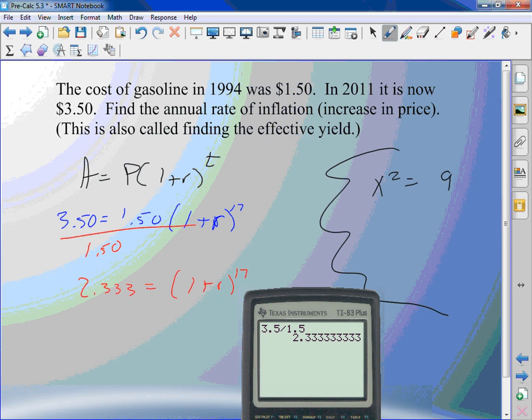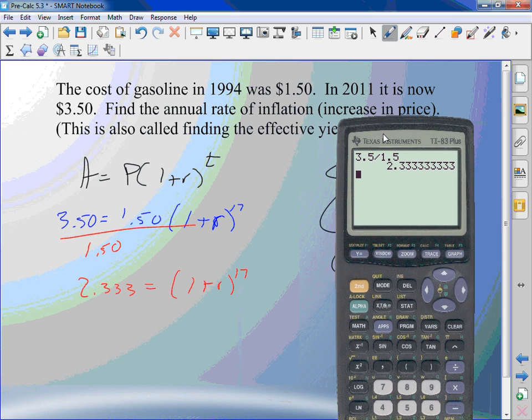If x squared equals 9, how do I find out what x is? Take the square root to get rid of the square. If this was x cubed and this was 8, I take the cube root. What do I do for this problem now? I take the 17th root to get rid of something to the 17th power.